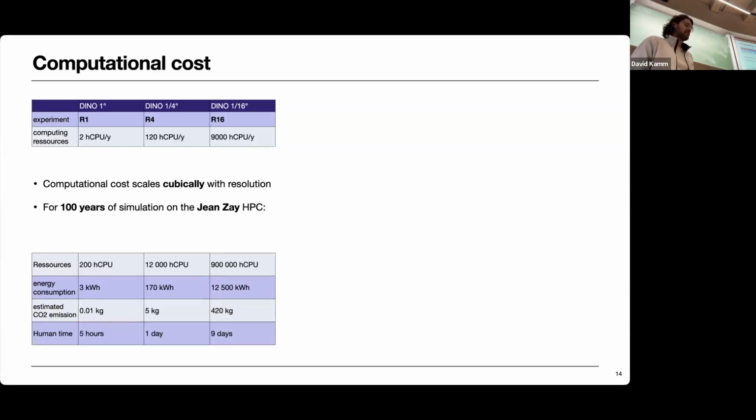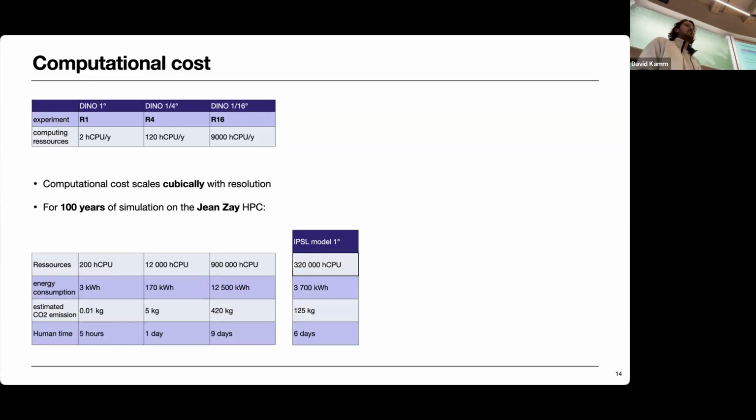So you would need to wait for 10 days to get your simulation at reasonable parallelization. But to give you an idea of how this looks in real climate models, I gave you the same numbers for the IPSL climate model. So this is now including atmosphere, including ice, biogeochemistry, land model, etc. And there you can see that even at low resolution, at 1 degree, it costs about 300,000 CPU hours.